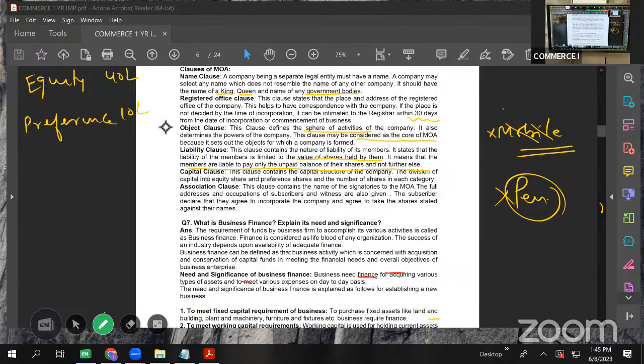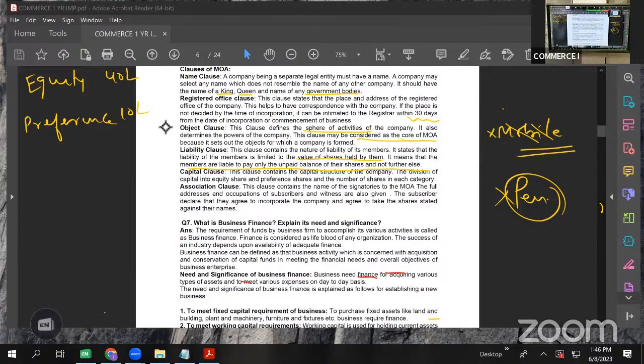In the capital clause, they have to mention the different category of shares and their value, or how many equity shares and how many preference shares they are going to issue. This has to be mentioned. The division of total capital into equity share and preference share, that has to be mentioned in capital clause.